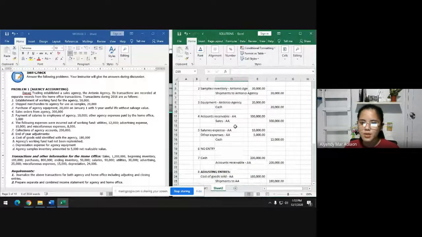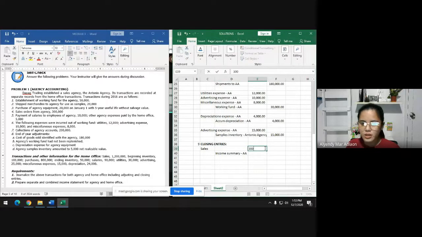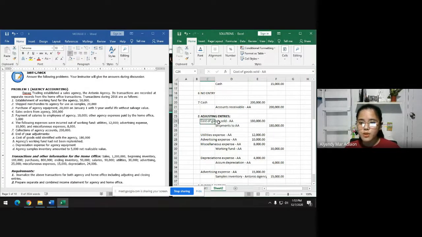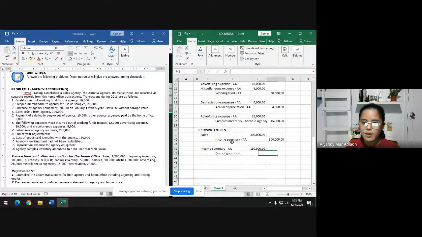By how much? How much were our sales? We have sales of 300,000 pesos. So, debit 300,000 pesos, credit 300,000 pesos. Next is to close the cost of goods sold. We identified the cost of goods sold worth 180,000. So, debit income summary and credit cost of goods sold. Okay? So that amounts to 180,000 pesos.